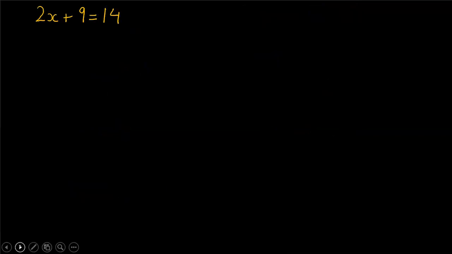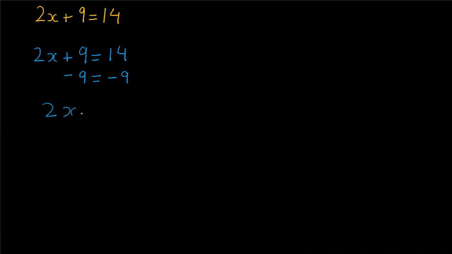2x plus 9 is equal to 14. Before we work this question out, I would encourage you to stop the video and work it out yourself. I assume you have done that, so let's do this question. We have to use the same procedure as we did in our last question. 2x plus 9 is equal to 14. We subtract 9 from the left-hand side, and we subtract 9 from the right-hand side, which gives us 2x is equal to 5.